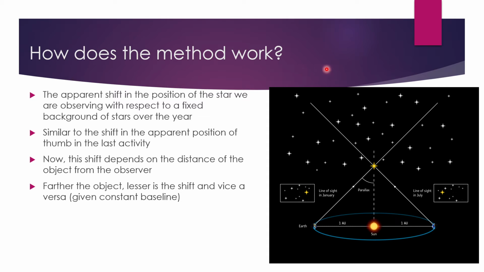So, how does the method work? This is the Earth where the observer is located. Let's say at this position we looked at a star, this yellow star, and all these white stars are the fixed background stars. We noted down the position of the star with respect to the background stars. And after 6 months, when we were over here, we did the same once again and noted down the position of the star.